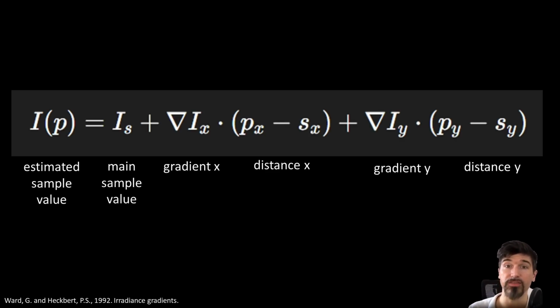In other words, if the point is close to the sample, the correction is small. If it's further away, the correction accounts for how the irradiance is changing in space. This way, we reconstruct a much smoother and more natural transition across the surface. So, does that help our initial image?